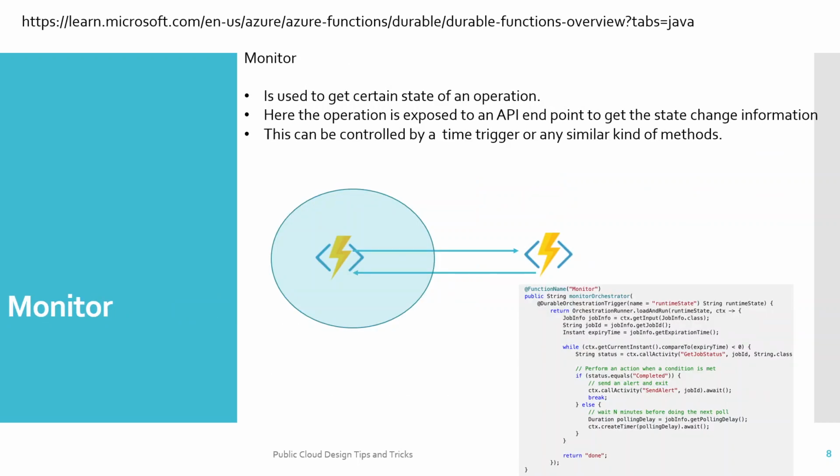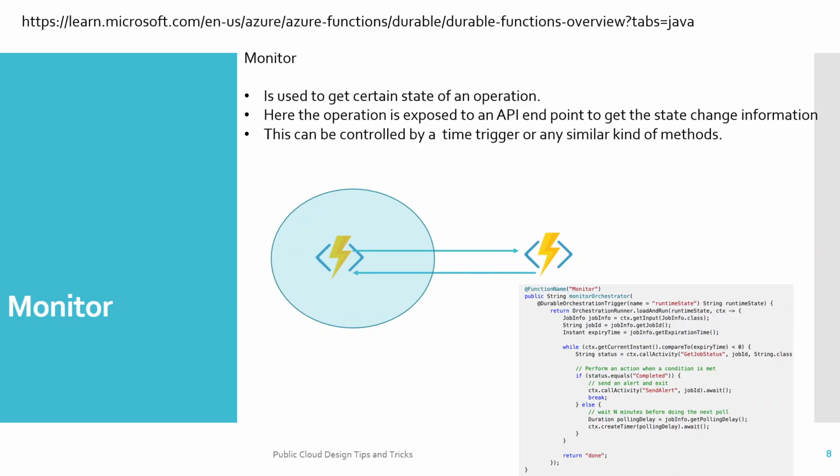Now the fourth one is the monitor. So why is monitor used? It is used to get a certain state of an operation. Here the operation is exposed to an API, an API endpoint, to get the state change information. This is just a little bit the reverse of async HTTP APIs.